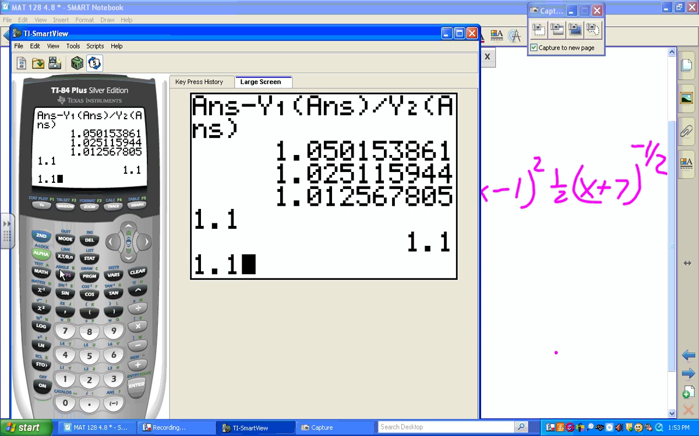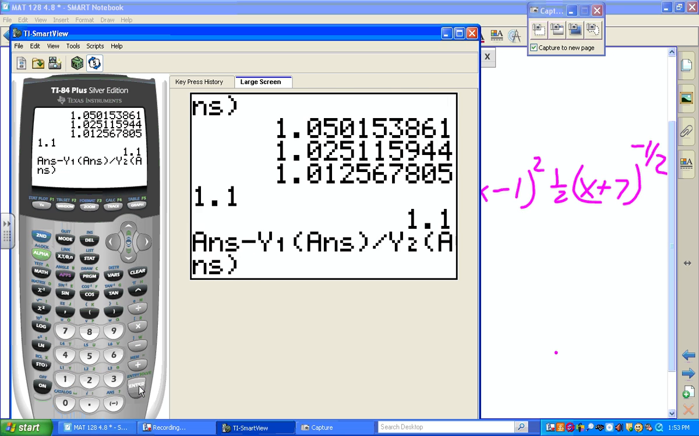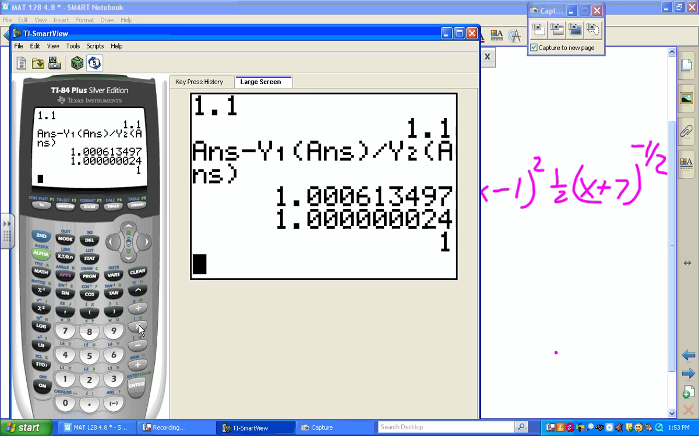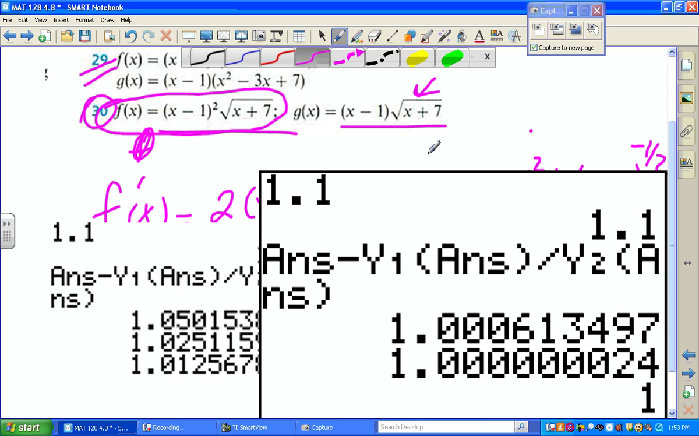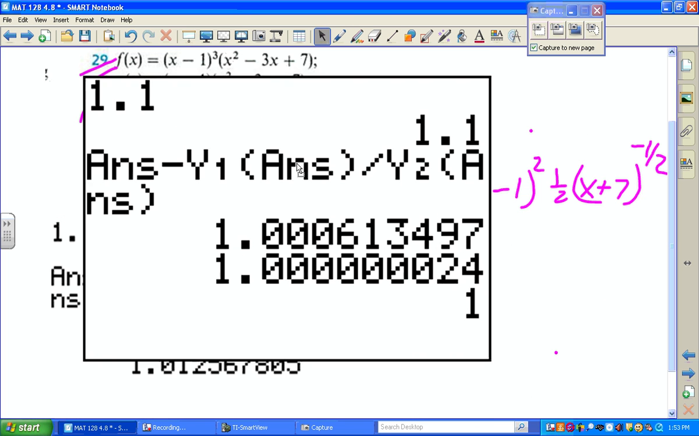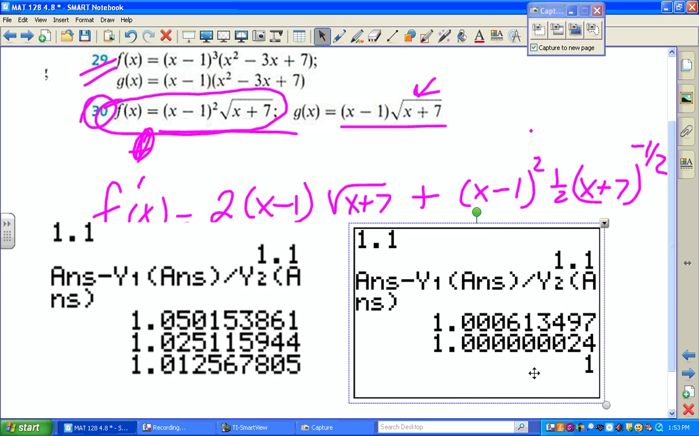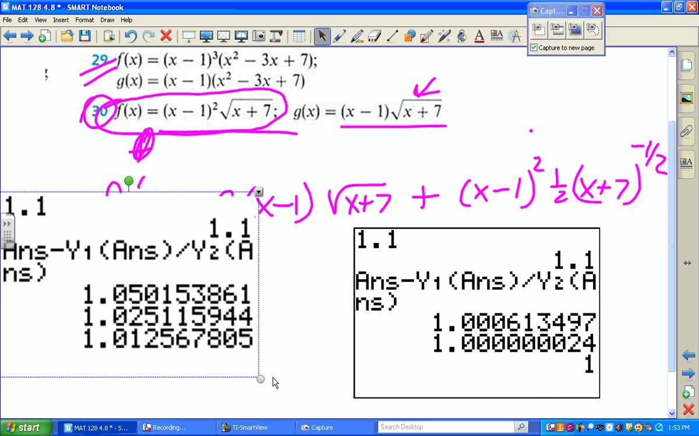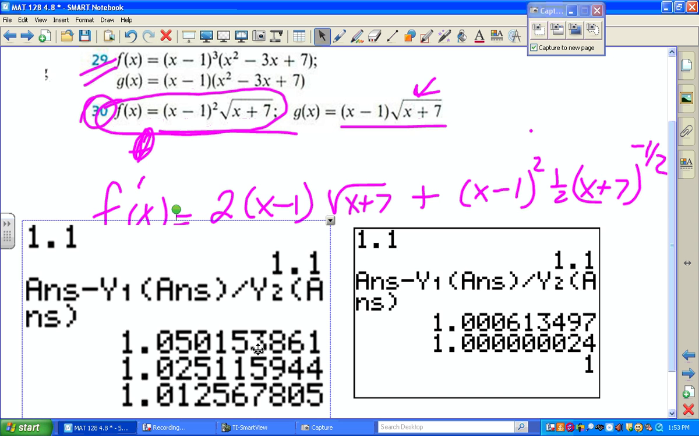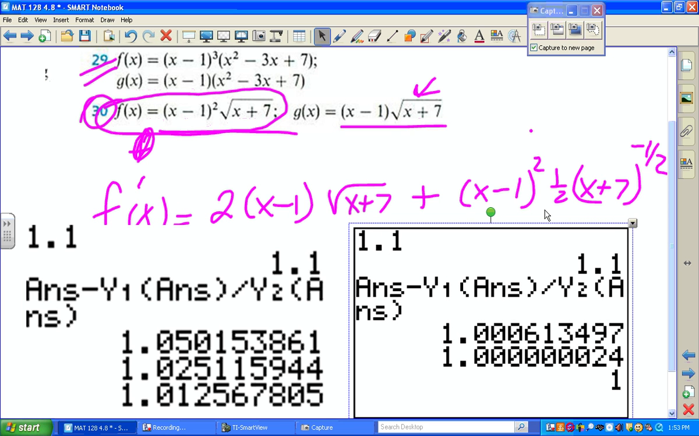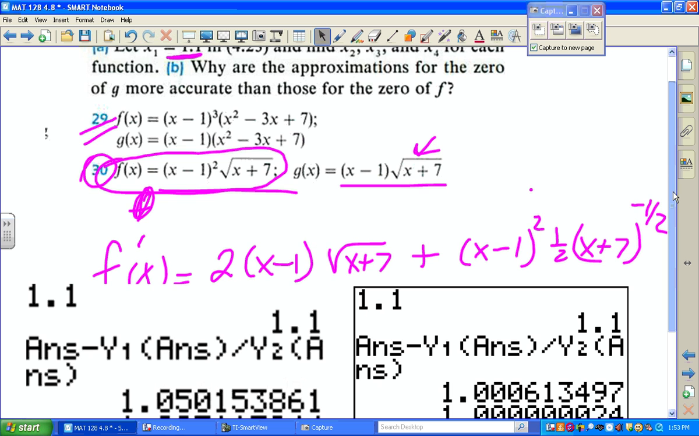Second and enter, second and enter. And you notice it gets there a lot faster. Okay? So now, we've compared the two, and one is getting there a lot faster than the other one. Why do you think that is?